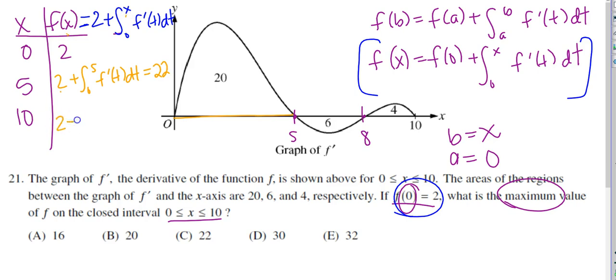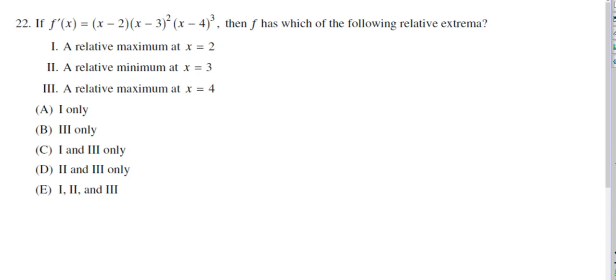So I start with 2 plus the integral from 0 to 10 of f prime. Okay, well I have an area of 20. Then I have an area of 6 that I need to subtract, so that will take me to 14, plus an area of 4 that I need to add, so that'll be 18. But then don't forget to add this 2. So 18 plus 2 is 20. So I've got 3 y values to check. I've got 2, 22, and 20. The largest is 22.